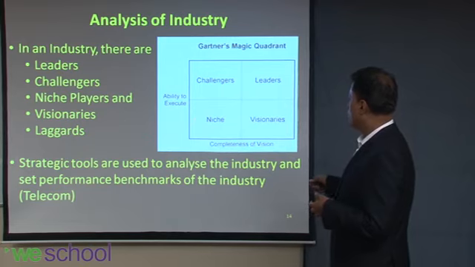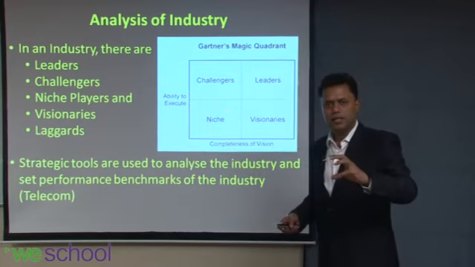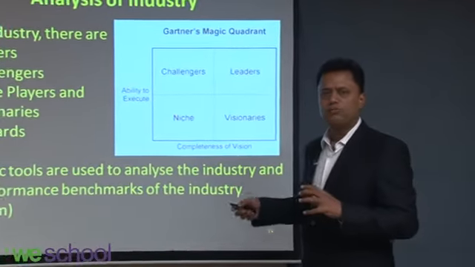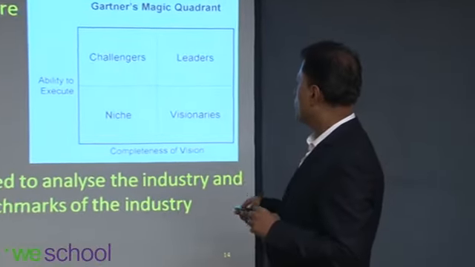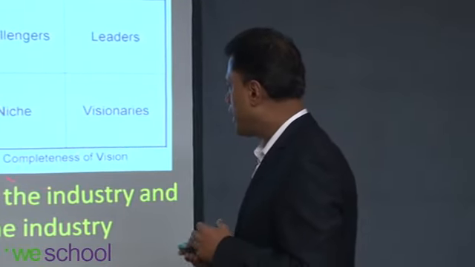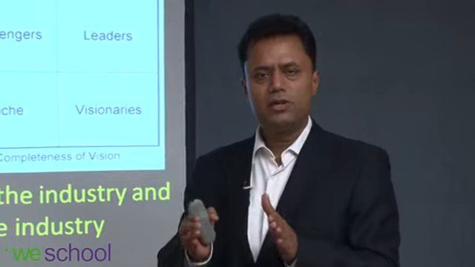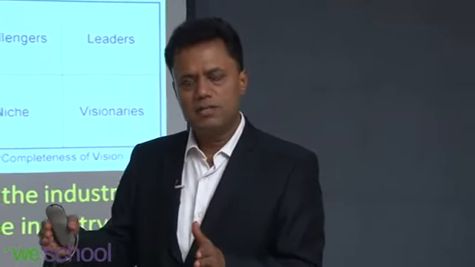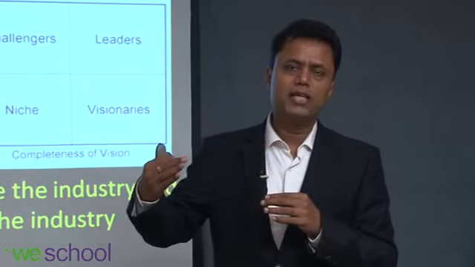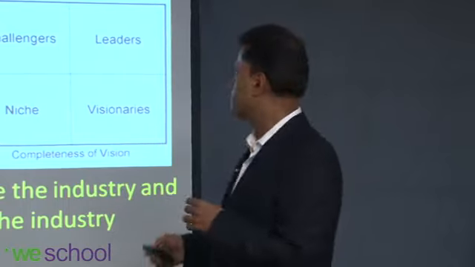If you are low on both counts, then you are a niche player. You are looking at a particular area, a niche area of product and service. If you have a high level of ability to execute, but you still have only half of your vision, you have a vision but you're taking steps, you are a real challenger. You have the potential to become a leader. You can actually extrapolate the vision to become a leader.